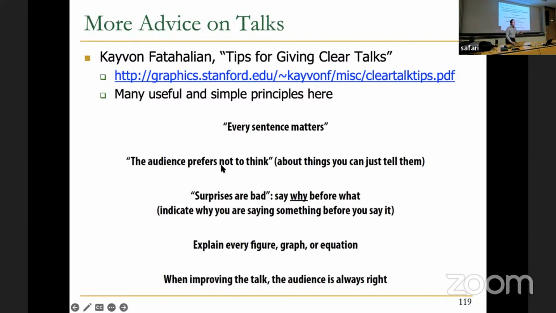Because the audience prefers not to think in general, right? About things that you can just tell them, right? And sometimes you want to guide them in a way so that you can really make them understand a complex concept without thinking, right? That's a very good presentation if the audience learns a complex concept without thinking too much. Surprises are bad. This is actually a common issue that I see in papers also. People sometimes go into, this is how I do things, without motivating why I do things, right? This is the system I designed.